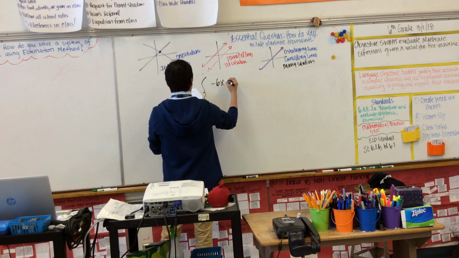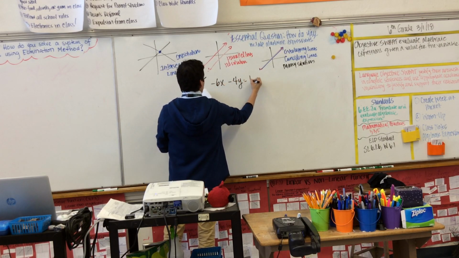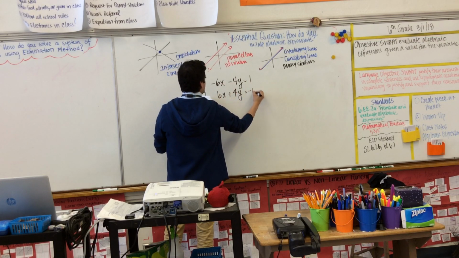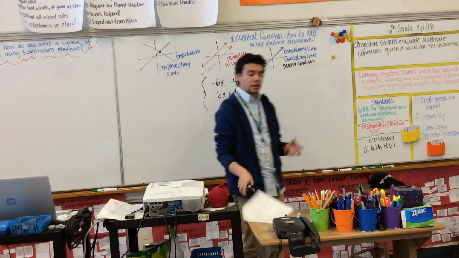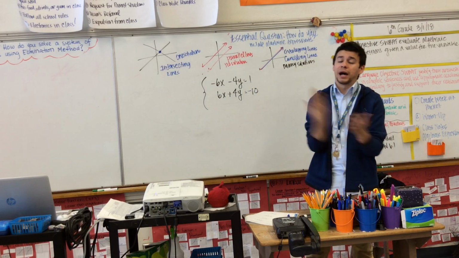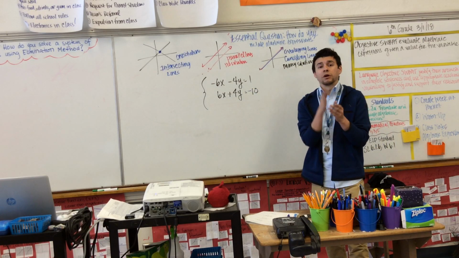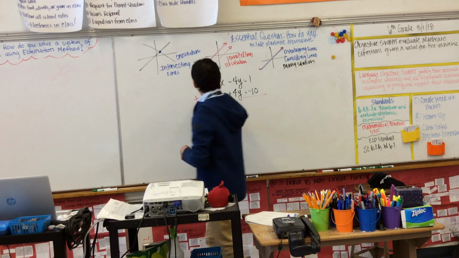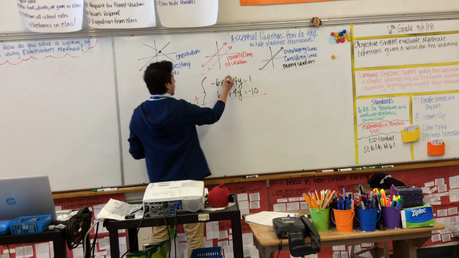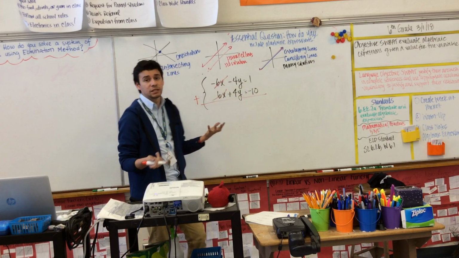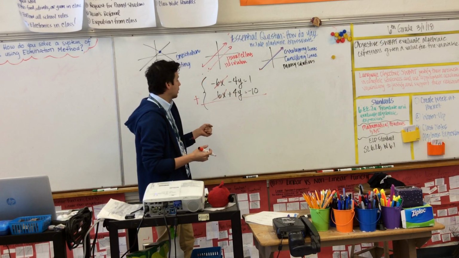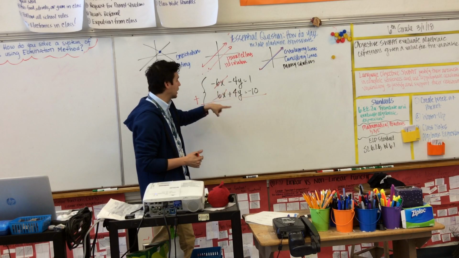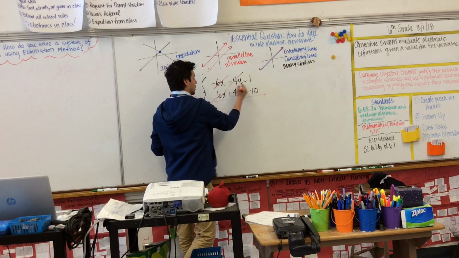Negative 6x minus 4y equals 1. 6x plus 4y equals minus 10. Okay, so you're like, okay, these are in standard form. I can't graph them. Therefore, elimination method. So let's do elimination method. So I'll put a plus sign here. These cancel out. Click, click. There's no such thing as a 0x, so don't be saying 0x. Wait. Shoot. These also cancel out. Minus 4 and plus 4.